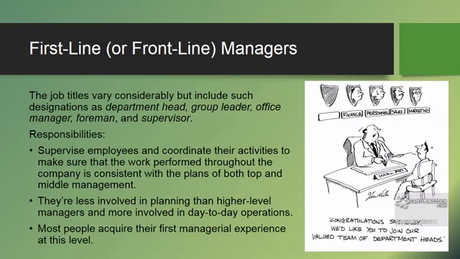First line or frontline managers, job titles vary but include designations such as department head, group leader, office manager, foreman, supervisor. Responsibilities: they supervise employees and coordinate their activities to make sure that the work performed throughout the company is consistent with the plans of both top and middle management. So, you're where the buck stops mostly at this point.